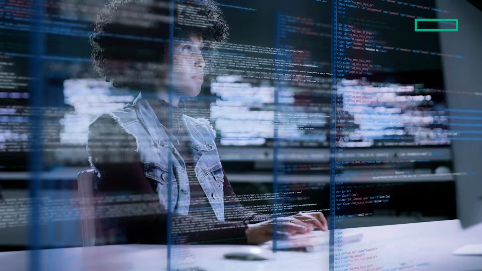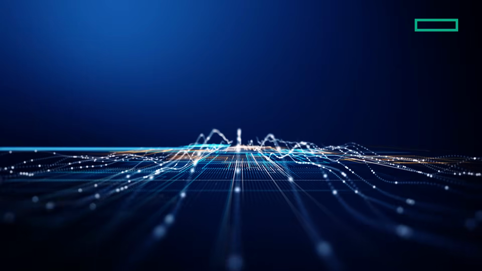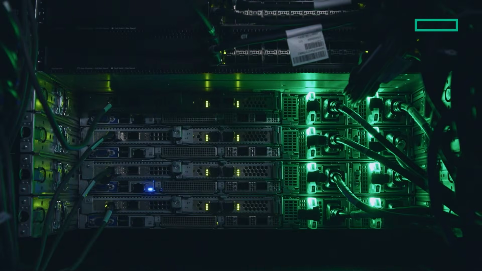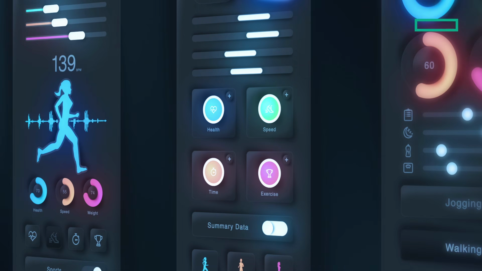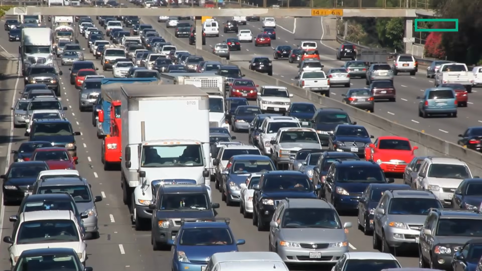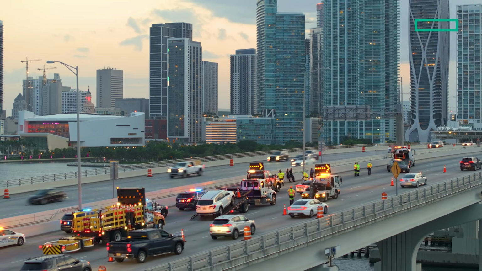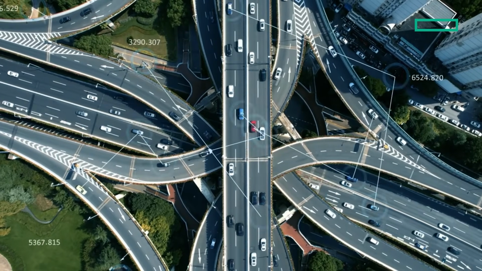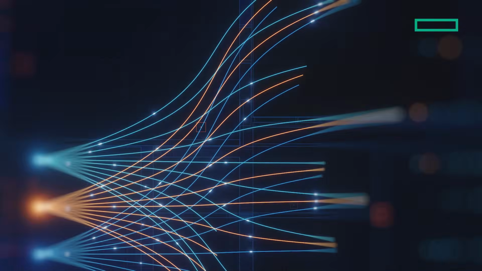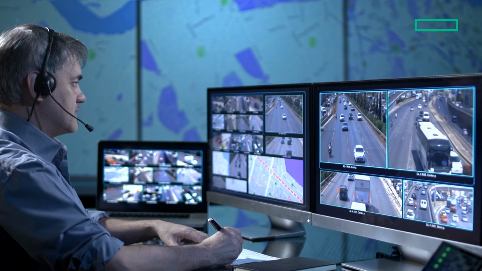AI factories are highly interconnected systems. Models, agents, data pipelines, storage, networking, GPUs, and applications all depend on one another. When performance degrades, the symptom often appears in one place while the root cause exists somewhere entirely different. OpsRamp helps teams understand those relationships by bringing together telemetry from across the AI factory into a unified operational view.